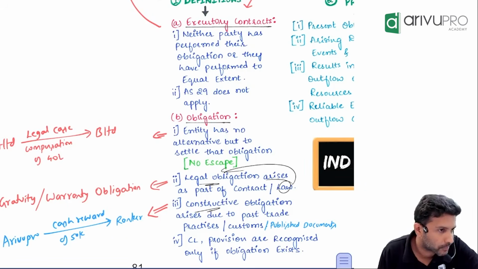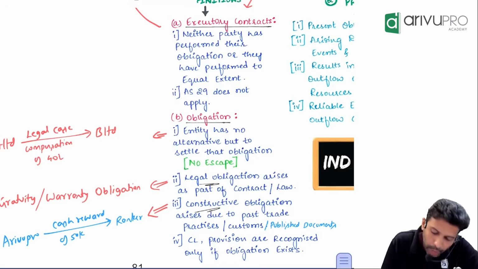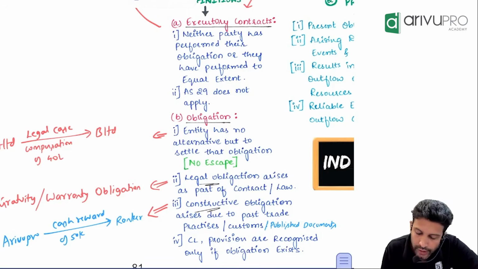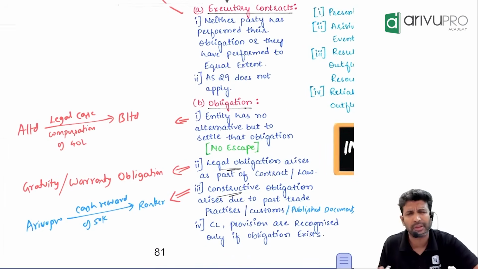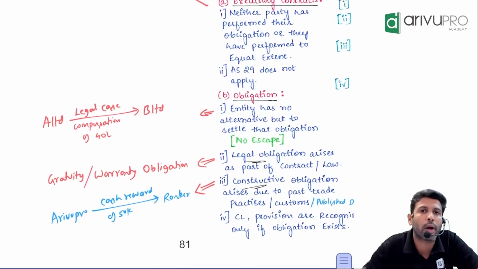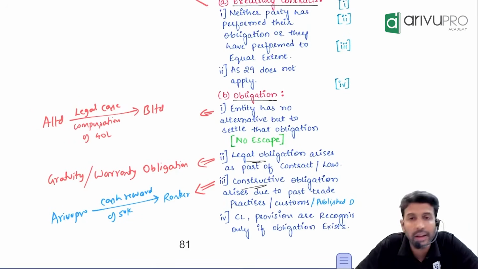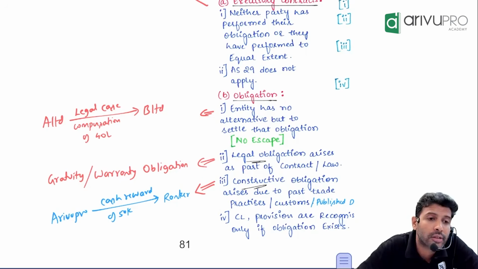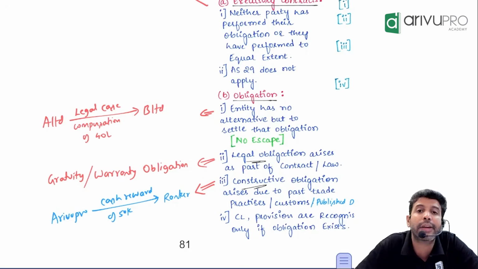Legal obligation. Okay, Ji. An obligation which arises due to contract. Contract also, it's the same thing. Suppose A Limited has sold a product to a customer under 2 years warranty. Now, if the product is defective, what should A Limited do?